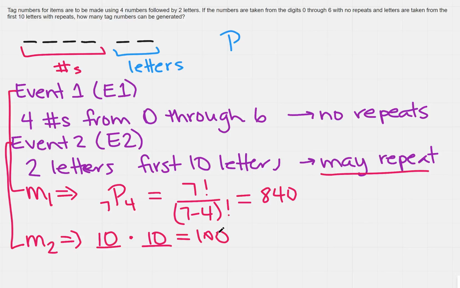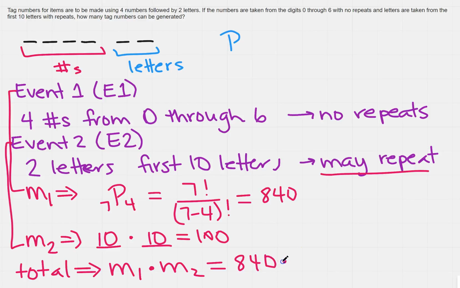Now, if I want to find the total, what do I need to do with those 2 numbers? Well, it's M1 times M2, so then that's going to equal 840 times 100, which is just going to give you what? 84,000.